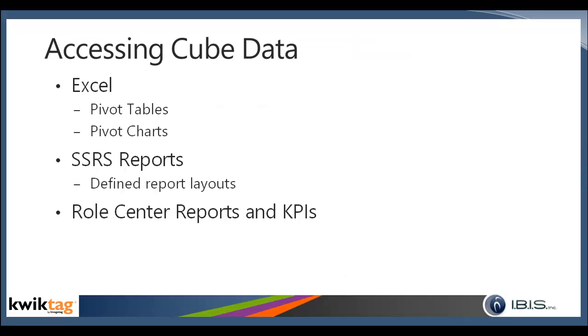There are a couple different ways that you can access the cube data. You can go straight to Excel using pivot tables and pivot charts, which can be really powerful and really handy that they're already in Excel. It doesn't change anything about your workbook. You can save it as a regular Excel document and email it, upload it, save it, and come back later and refresh it. You can build SSRS reports, so you can have a defined report layout that is referencing the data that you need. You can also use role center reports and KPIs. So if you build an Excel report, a SSRS report, or if you're just using the standard role center web parts, you can reference the analysis services.